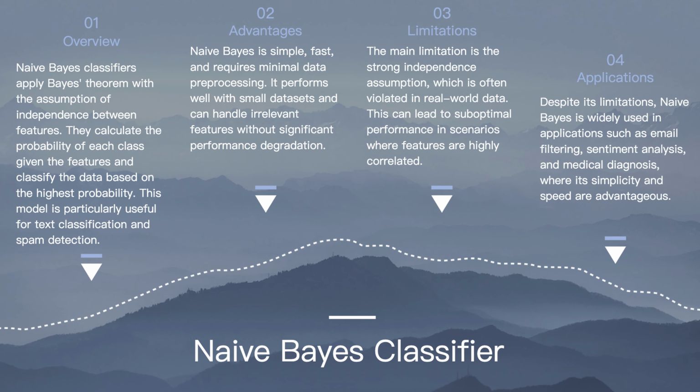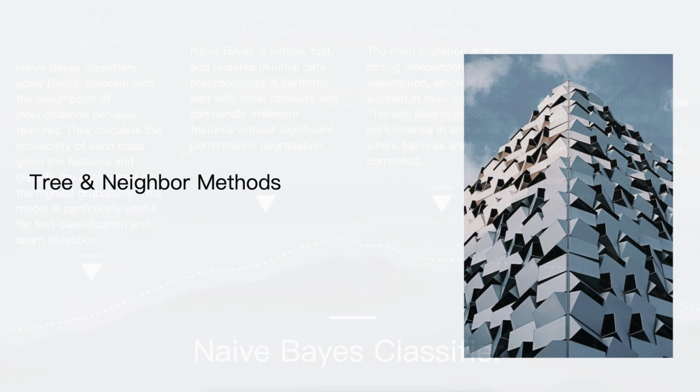Naive Bayes is a probability based model that uses Bayes' theorem. It assumes that all features are independent, which makes it fast and efficient even with small datasets. It's especially popular in text classification, like spam detection or sentiment analysis. However, that independence assumption doesn't always hold, which can hurt accuracy in some cases.